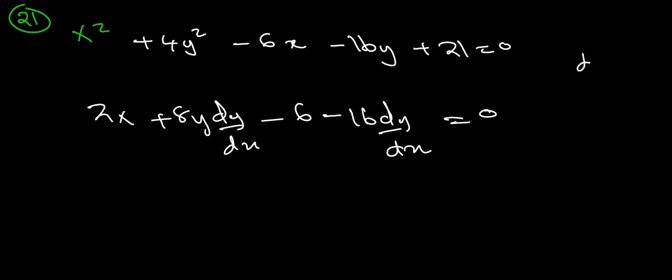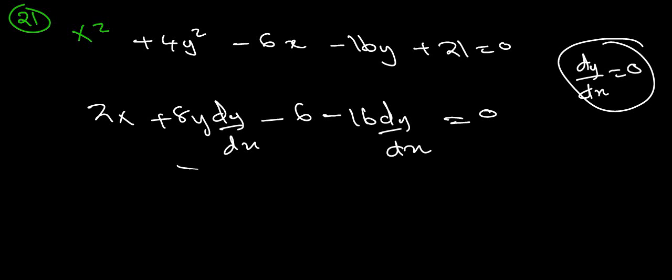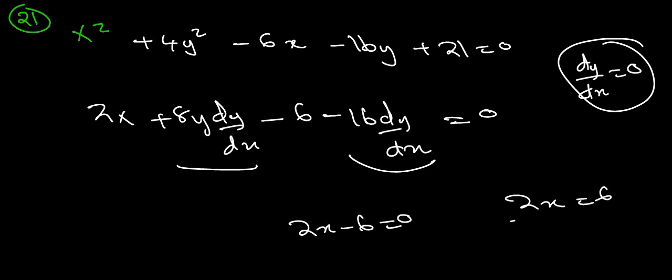So dy/dx, those are the gradients. These are supposed to be what? 0. So this part will be 0, this part will be 0. We'll have 2x minus 6 equal to 0, meaning 2x is equal to 6. Then x is equal to what? 3. Once you get x equal to 3, plug it in.